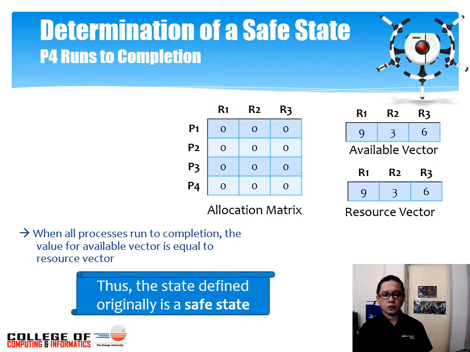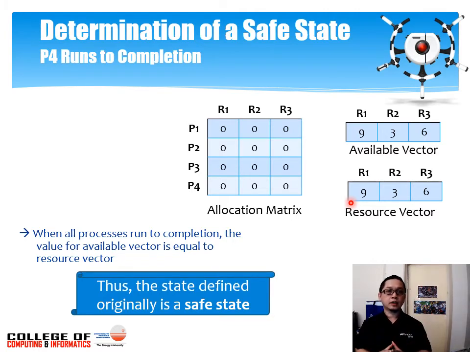Now, if you have done all the calculation correctly, you will notice that the available vector is the same as the resource vector that we encountered at the start of our calculation problem. It simply means that all the resources that you have returned are checking out. You have this much resource from the beginning, and in the end, you will have the same amount of resources returned back to the system.